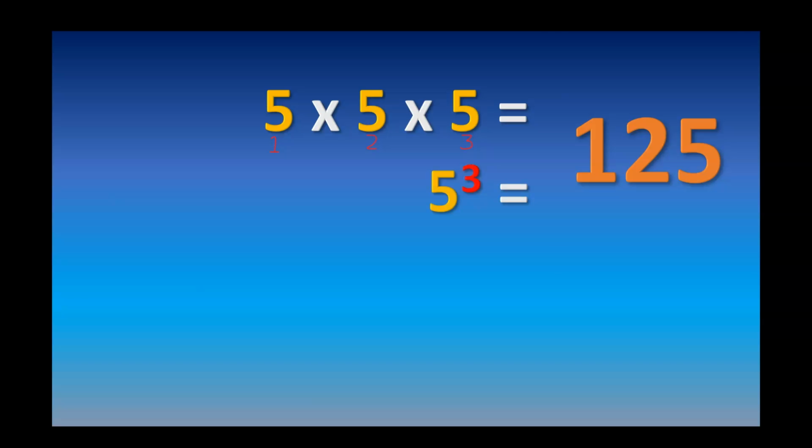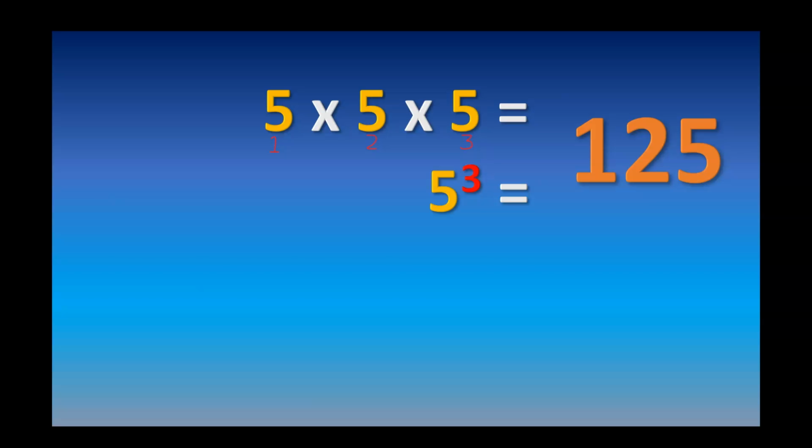This is called an exponent. Notice that the number we are multiplying is the big number, and then up on the shoulder to the right, written smaller, is how many times we're going to multiply. This would be read as 5 to the third power, or 5 to the third. These are the same problem and give us the same answer, 125.